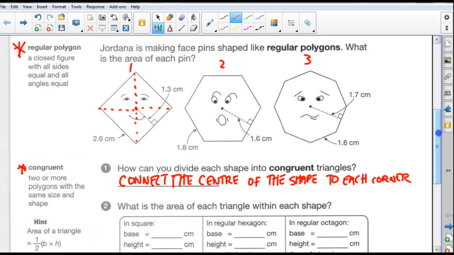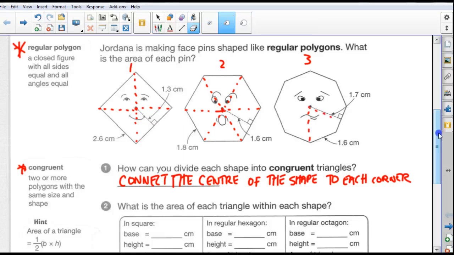I can do the same with the hexagon. I can go from the center to each individual corner, and you will see that I have six congruent triangles, six triangles that are the same, and I can do the same thing with the octagon. And you can see that I have 8 triangles in that octagon.